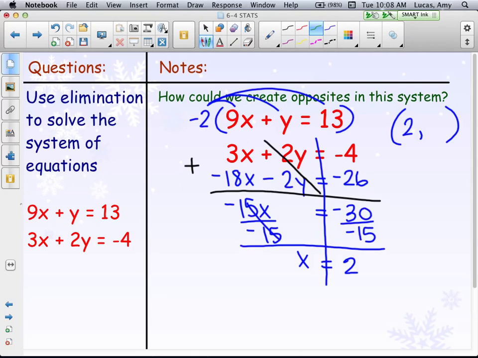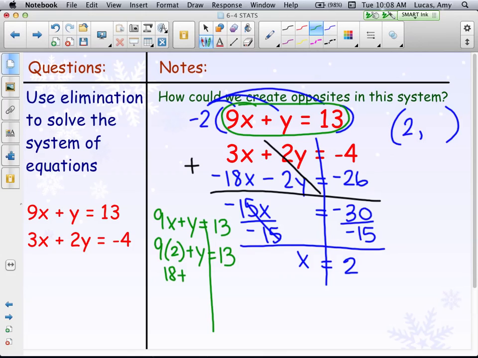Now, I'm going to go back to one of the originals. Let's go with the top. Notice I'm going with the original equation on the top. So 9x plus y equals 13. And I know that x is 2. So 9 times 2, or 18. 18 plus y equals 13. Subtract the 18 on both sides, and y equals -5. So my system solution is 2, -5.